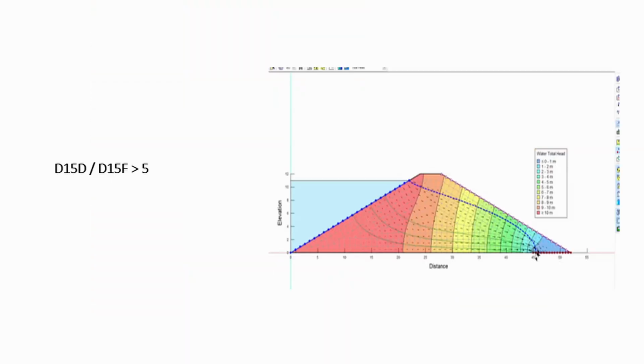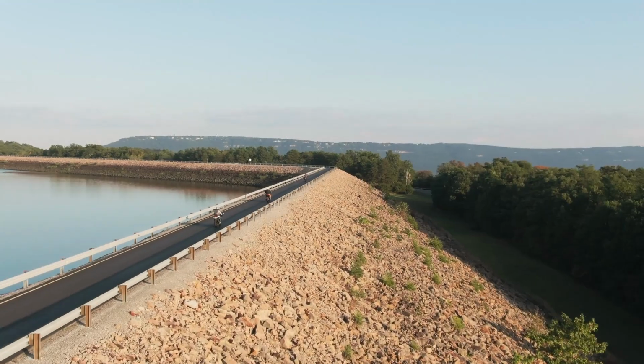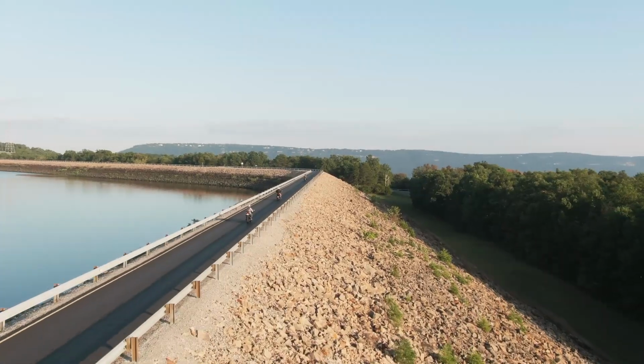That is to prevent particle migration. And then for hydraulic conductivity, to allow water to flow, D15D over D15F should be greater than 5. So using those two equations, we can commonly achieve that in the laboratory. And this is the same method used to design filters in embankment dams.